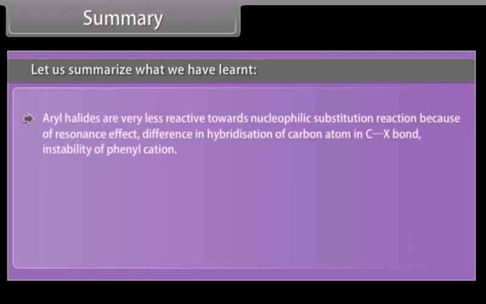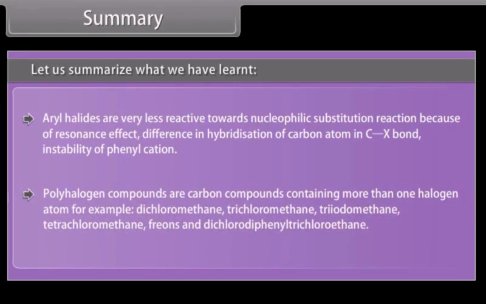Aryl halides are very less reactive towards nucleophilic substitution reaction because of resonance effect, difference in hybridization of carbon atom in C-X bond, and instability of phenyl cation. Polyhalogen compounds are carbon compounds containing more than one halogen atom. For example, dichloromethane, trichloromethane, triiodomethane, tetrachloromethane, freons, and dichlorodiphenyltrichloroethane.